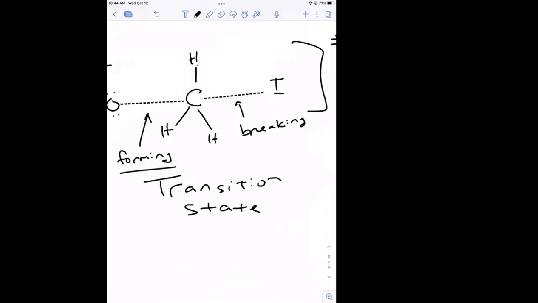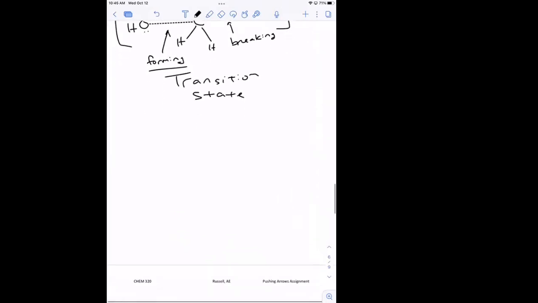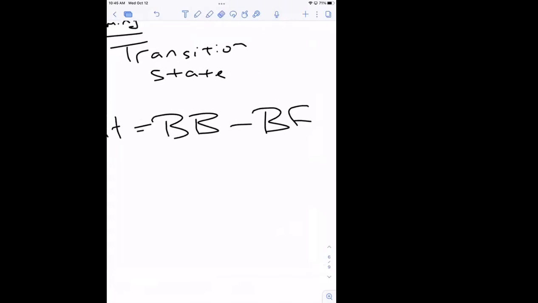Right, and the reason I'm stressing the bonds being broken and the bonds being formed is because that is how you calculate delta H. Unless you're doing it experimentally in a lab, delta H is going to be the bonds broken minus the bonds formed. And let me say this. Let me not just say that.